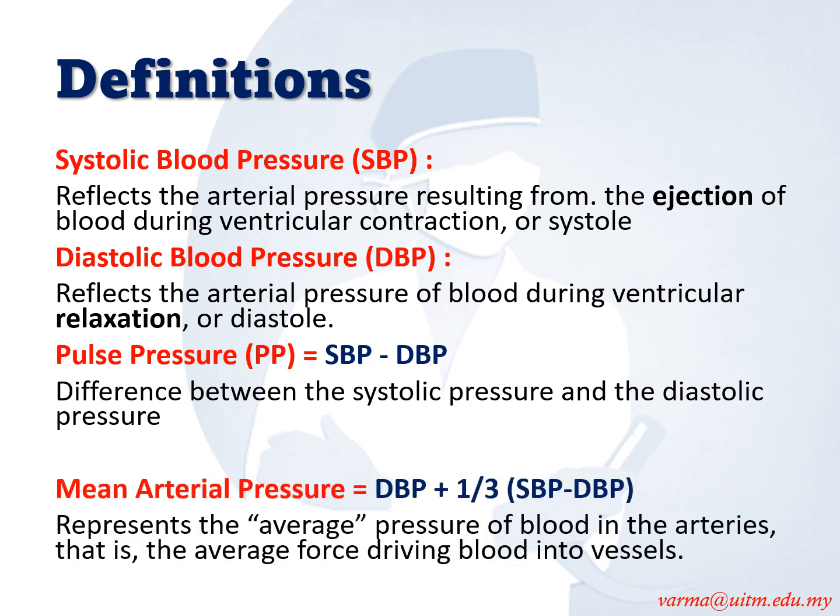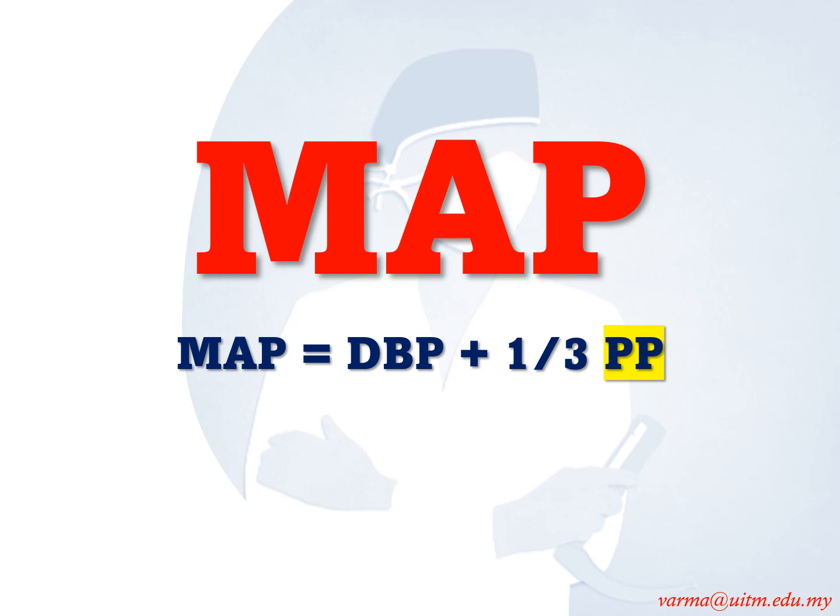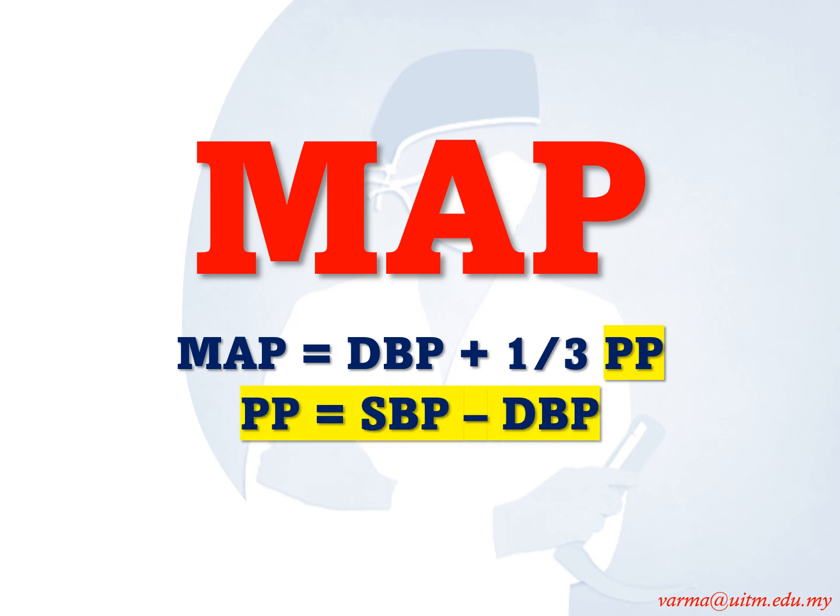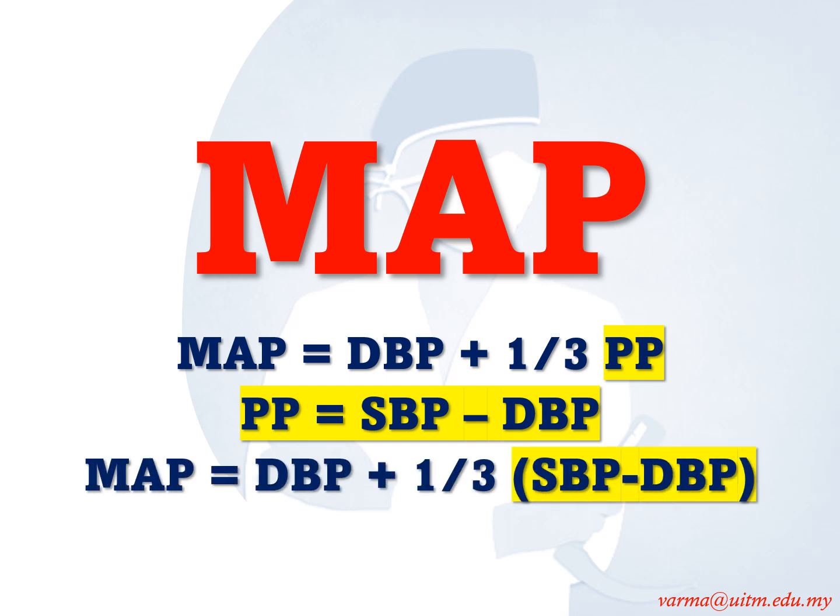The mean arterial pressure would be diastolic blood pressure plus one-third pulse pressure, where pulse pressure is systolic blood pressure minus diastolic blood pressure. So the mean arterial pressure represents the average blood pressure in the arteries. That is the average force driving the blood into the vessels. So this is just a recap. Mean arterial pressure is equivalent to diastolic blood pressure plus one-third pulse pressure, and pulse pressure is systolic blood pressure minus diastolic blood pressure. So MAP is equivalent to diastolic blood pressure plus one-third of systolic minus diastolic blood pressure.